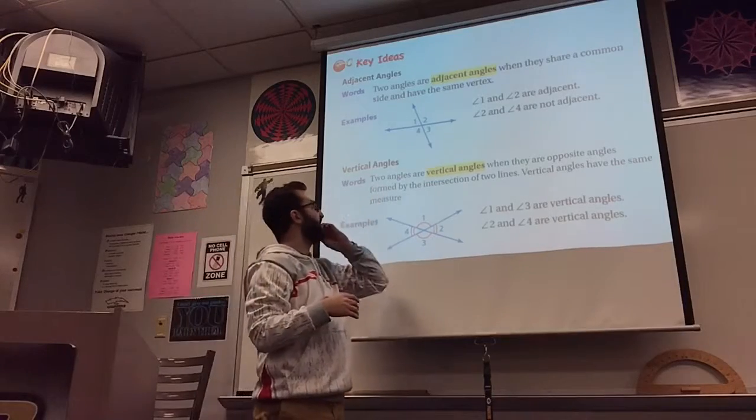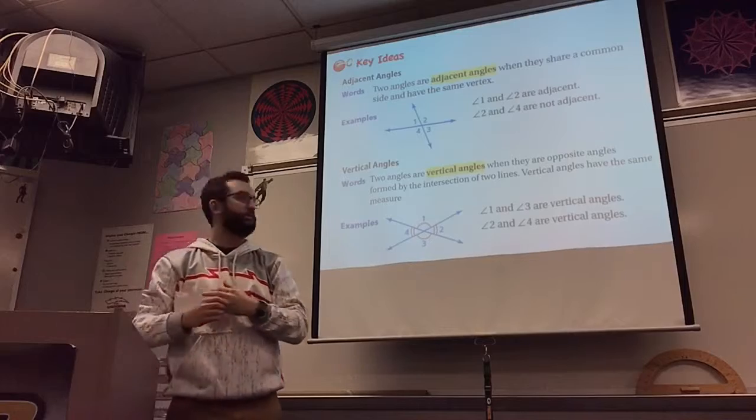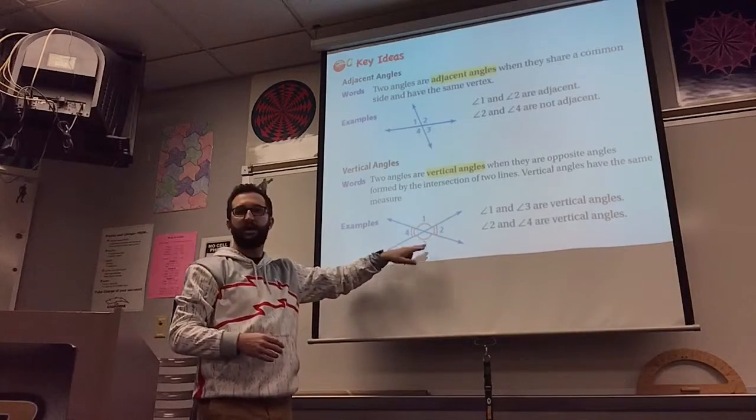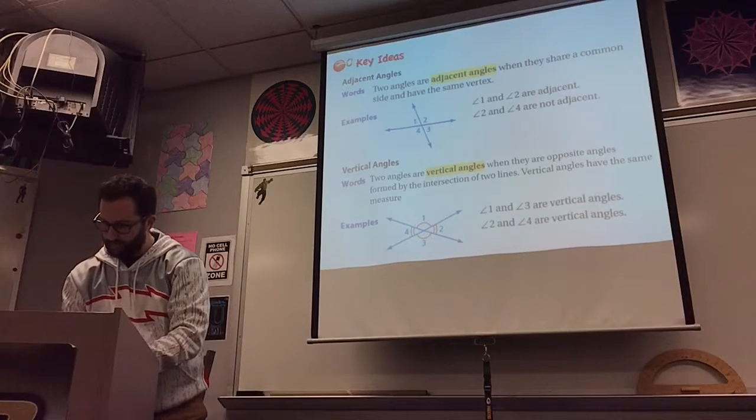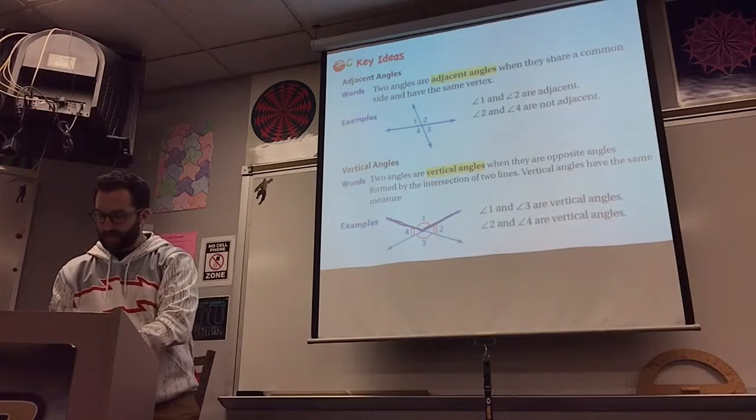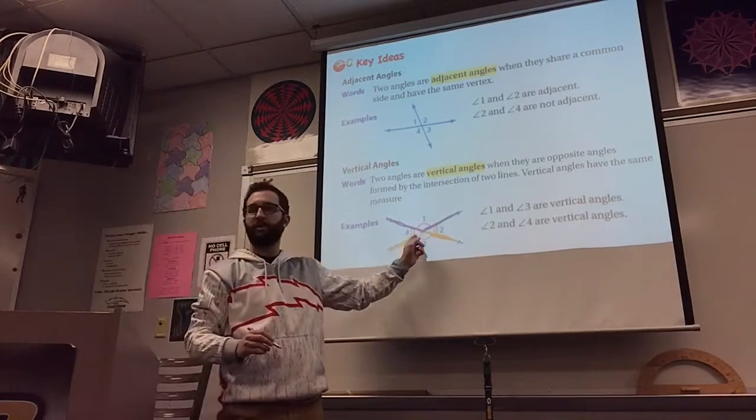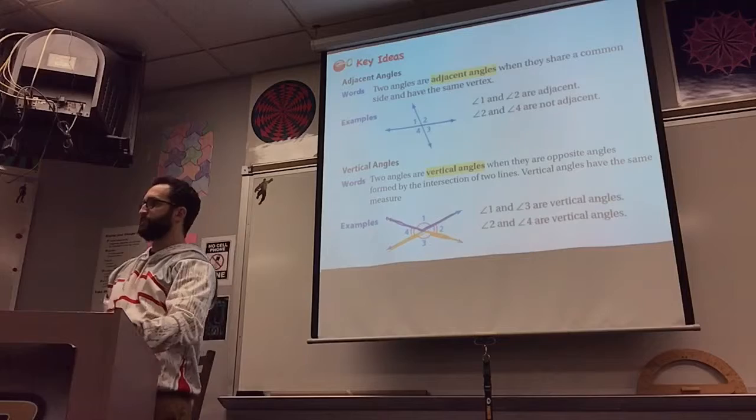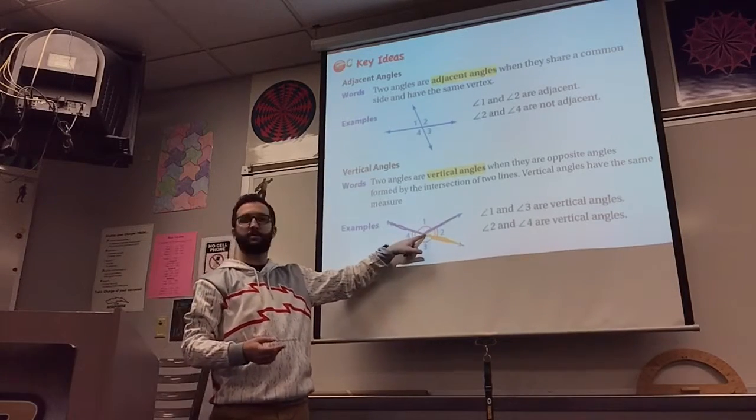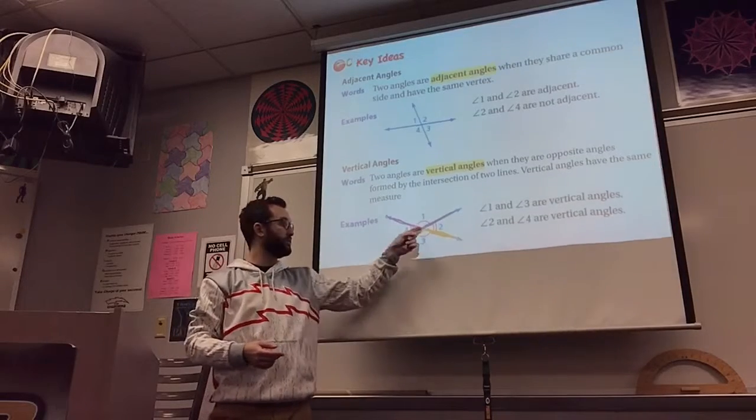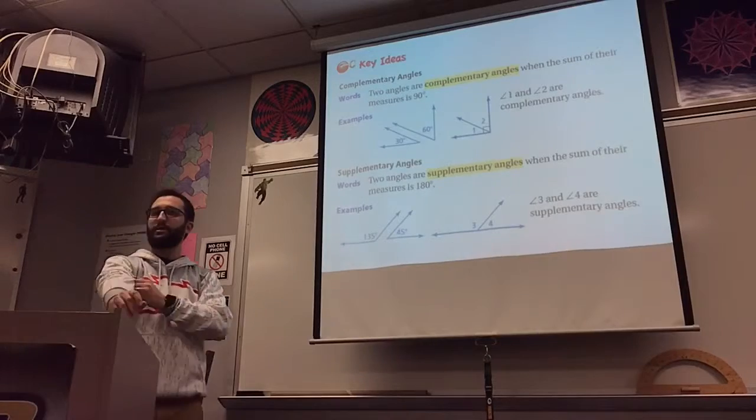So they are opposite angles. They're the ones that are opposite of each other. They do not share a common side. So 1 and 3, if I trace them, there's angle 1. Does it share a common side with angle 3? There's angle 3. Do they share a common side? No. What do they have in common? Starts with a V. They have a common vertex. Okay. All right, let's get to the next set.